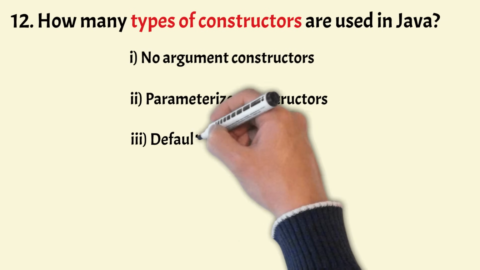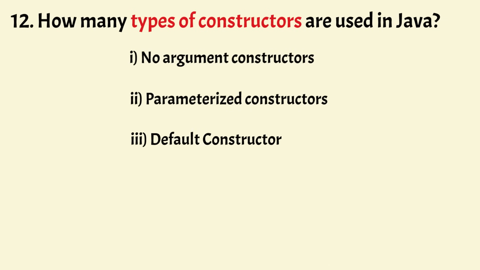Next one is the default constructor. A default constructor is a constructor that is created by the compiler when we do not define any constructor in a program. A default constructor must not be confused with a no-argument constructor. They are not the same in Java.